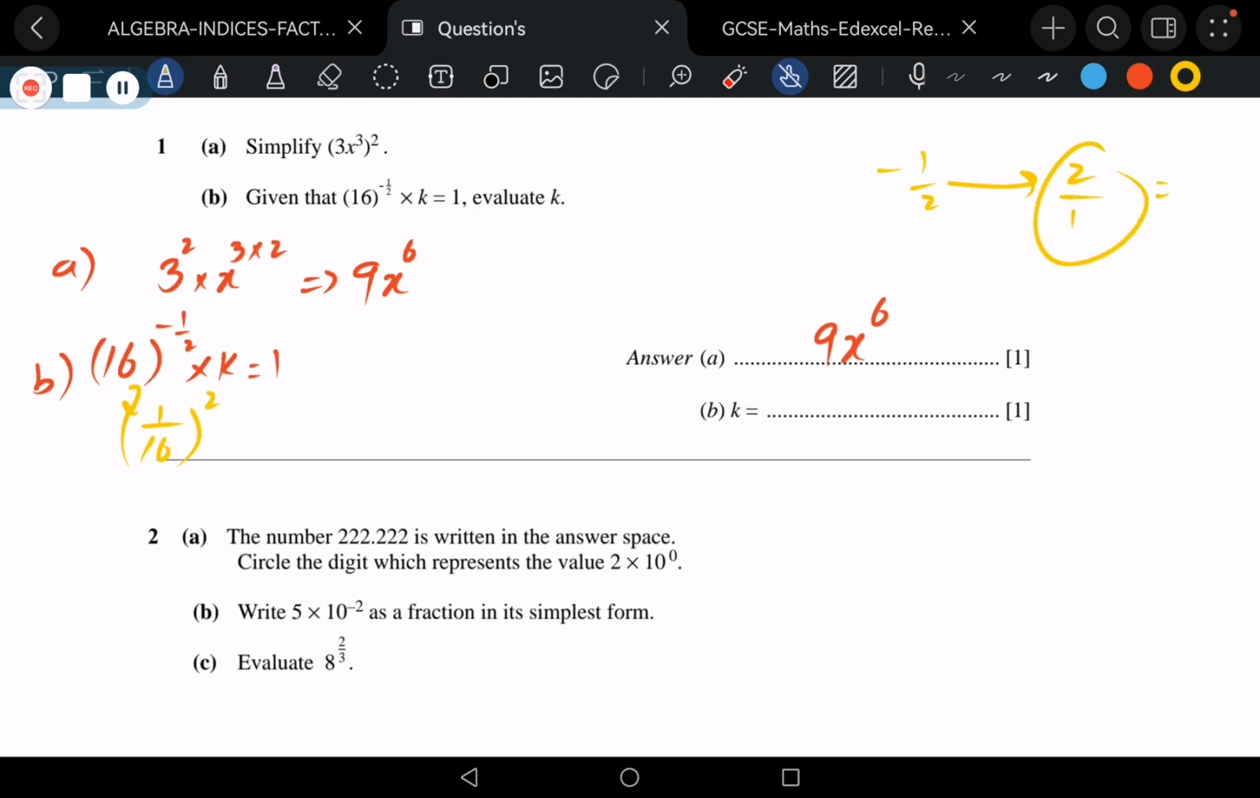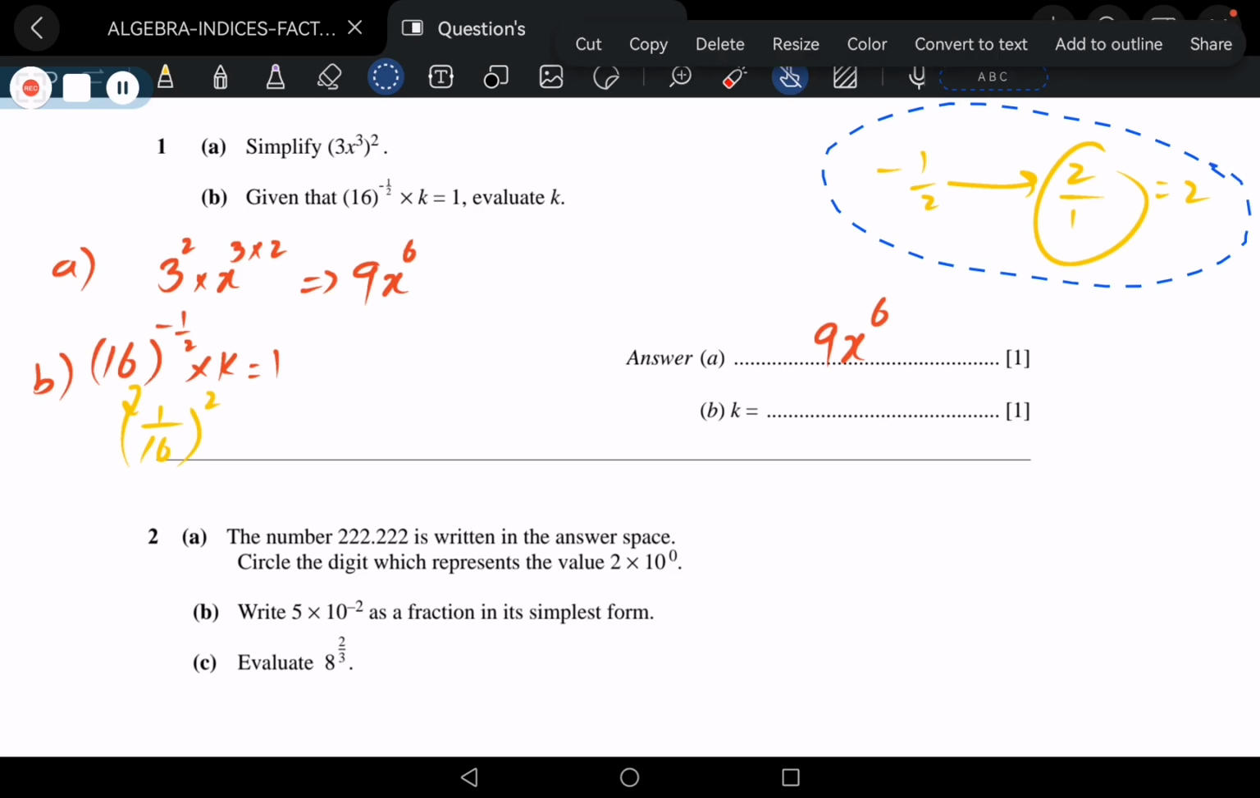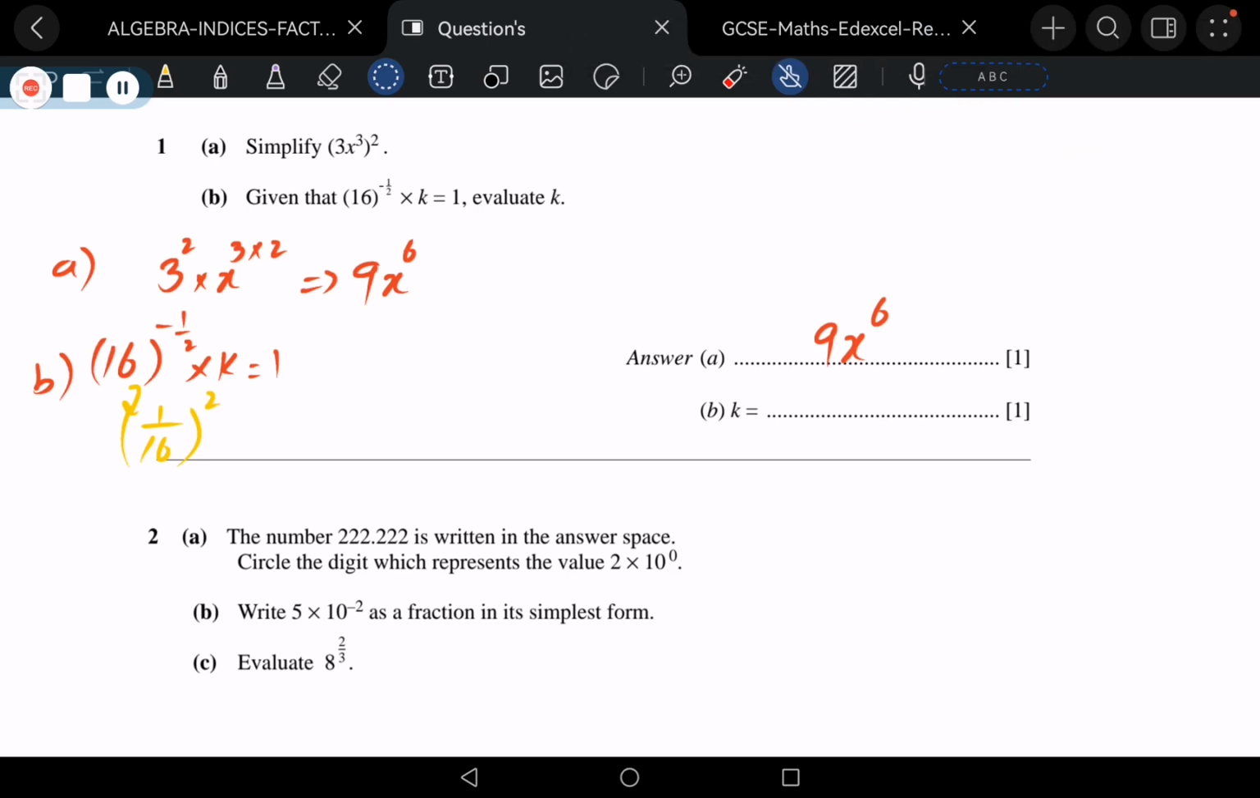And 2 over 1 is what? 2 over 1 is 2. Any number divided by 1 is the same. So that's why I directly wrote the power as 2, not 2 over 1. So 1 over 16 power 2. 1 over 2 was converted into 2. And then it would be times k equals 1.